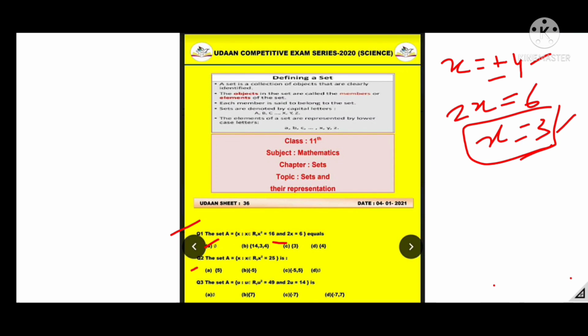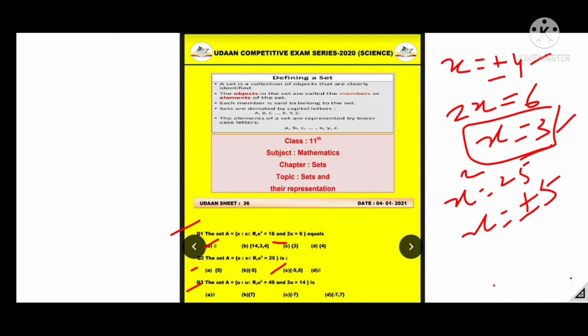Next, second question. The set A = {x : x belongs to R, x square is equal to 25}. Now x square is equal to 25, that is x is equal to plus minus 5, that is minus 5 and plus 5, so C is the right option.